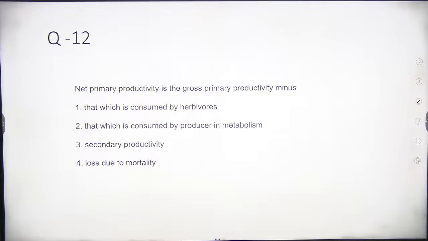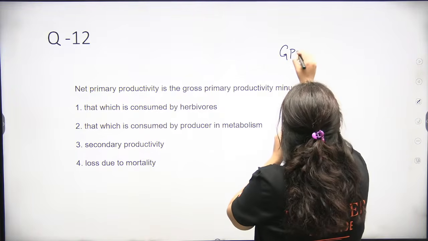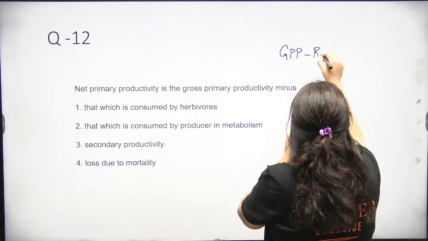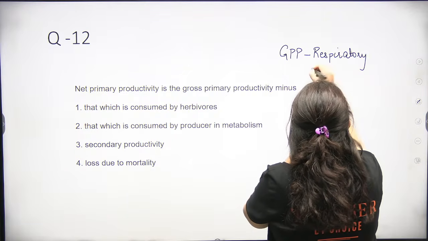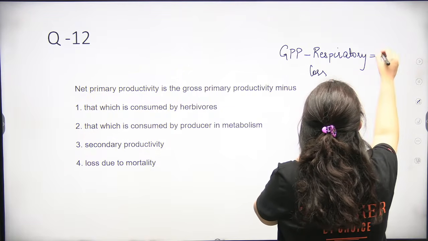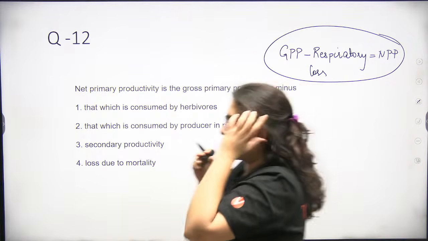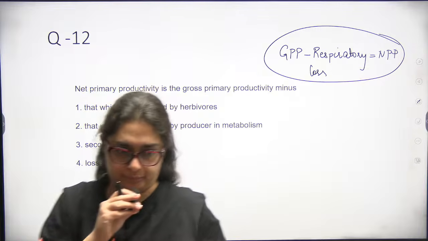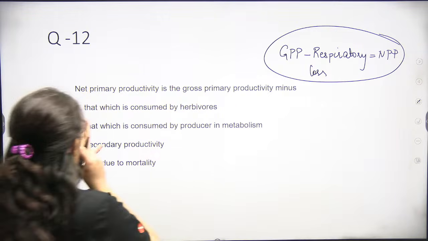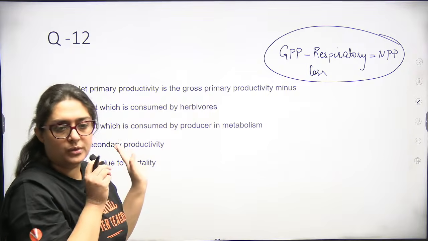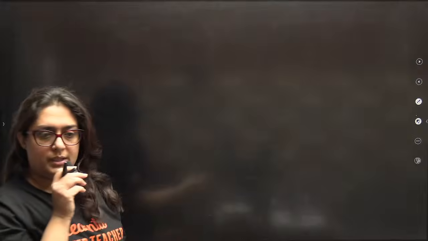Net primary productivity is the gross primary productivity minus respiratory losses, some metabolism, equals NPP. So what is the minus option? That which is consumed by herbivores, or that which is consumed by the producer in metabolism?